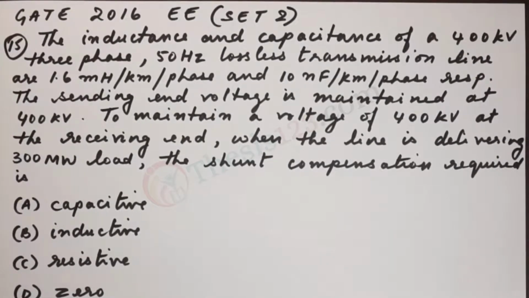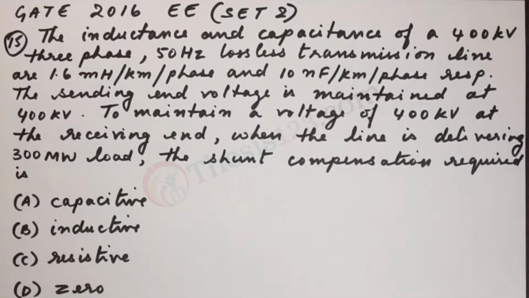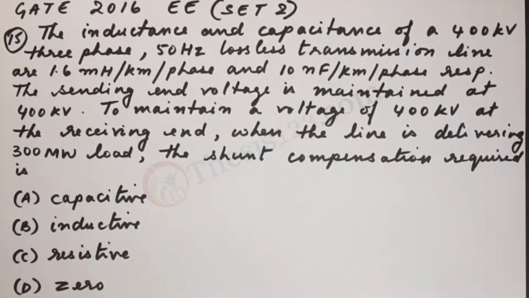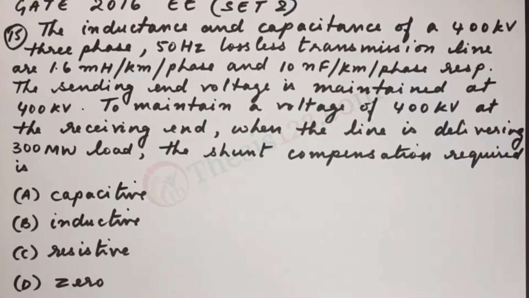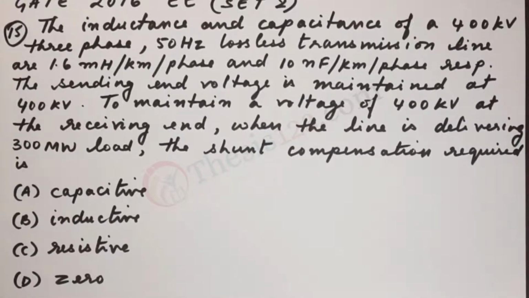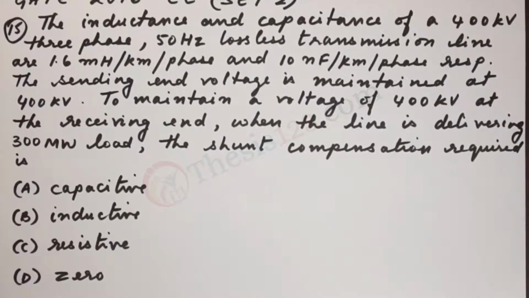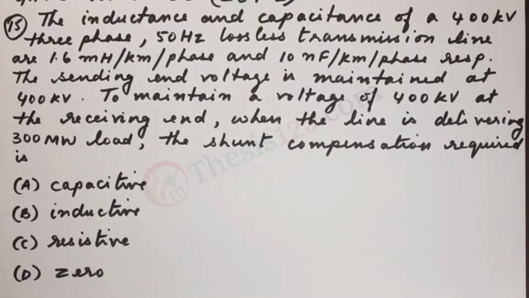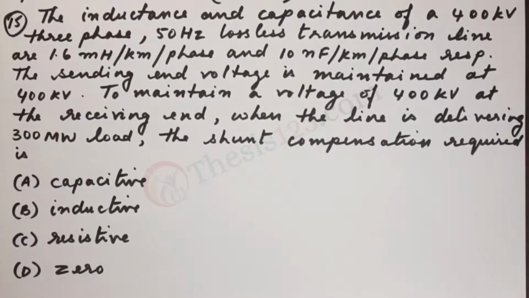Here's the next question, number 15. The inductance and capacitance of a 400 kV 3-phase 50 Hz lossless transmission line are 1.6 millihenry per kilometer per phase and 10 nanofarads per kilometer per phase respectively. The sending end voltage is maintained at 400 kV. To maintain a voltage of 400 kV at the receiving end, when the line is delivering 300 megawatts of load, the shunt compensation required is A.